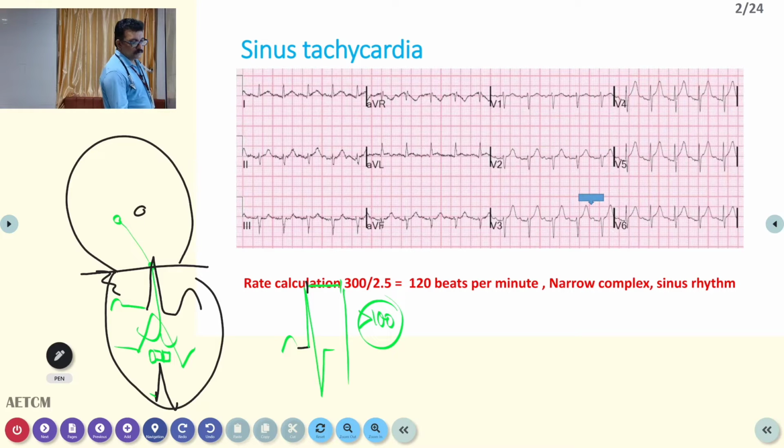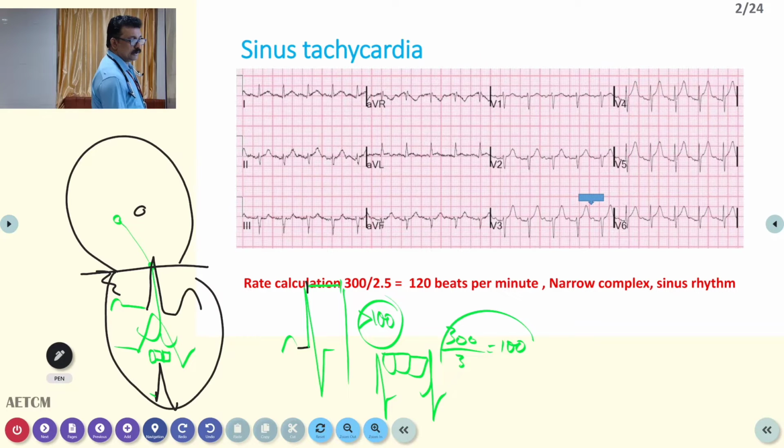To calculate the rate, you have to look at two QRS complexes and count the number of large squares in between. If 3 large squares are coming, 300 by 3 is 100. That is the way you calculate the rate. If the heart rate is somewhere around 100 to 120, then you can call it sinus tachycardia. It can be due to fever, hyperthyroidism, exercise, anxiety, fear, all these things. But this is a narrow QRS complex. Since it is a normal sinus rhythm, it is narrow complex.